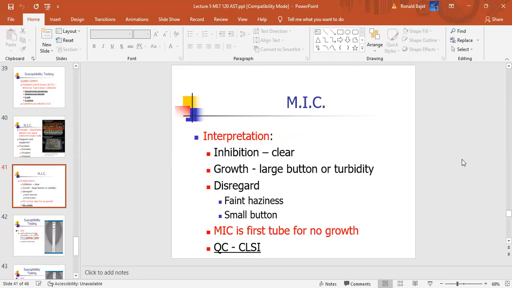For MIC, inhibition is clear. If it's inhibited by the antibiotic, it will be clear, but the instrument will tell you. Clear means no growth. If you have growth, you have turbidity, or there is a button at the bottom of the well. If there's no button at the bottom of the well, that means no organisms grew. If you see faint haziness, you disregard it. If you see a small button, then you may or may not disregard it. MIC is the first tube with no growth. First tube with no growth, and that's your MIC. Quality control, again, is defined by the Clinical Laboratory Standards Institute.